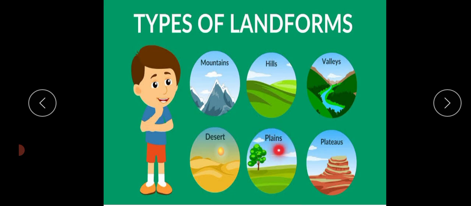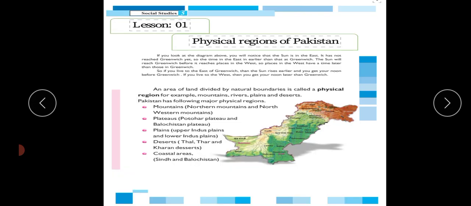Now plains. Plains are flat lands at lower level. For example, if we talk about Pakistan, most of the plain areas are very much fertile and most of the agriculture takes place in the plain areas of Pakistan. Now plateaus. What are plateaus? Plateaus are also the highlands, flatlands, but they are above the sea level. Now let's start our chapter, physical regions of Pakistan.